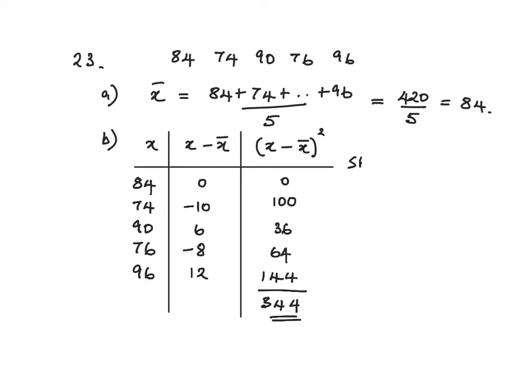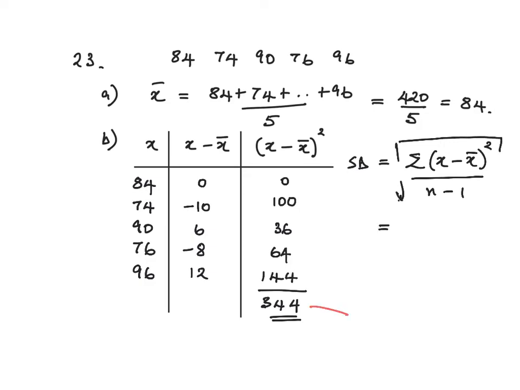Standard deviation, sigma x minus x bar all squared divided by n minus 1. Take the square root of that. Now, this here is sigma x minus x bar all squared, and n equals 5. We have 5 numbers in our calculation.